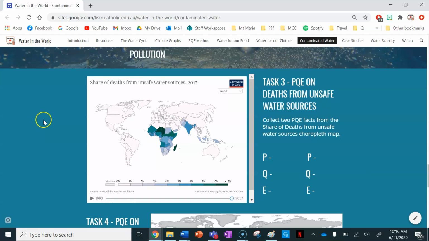The third learning task, we're going to get into some PQEs now, collecting some facts from these maps. Your first PQE, you need to collect 2 PQEs from the share of deaths from unsafe drinking water. So you might say there's a high amount of deaths in Chad. 14.45% of all deaths in Chad are caused by unsafe drinking water. Your other PQE might be a really low or mid area.